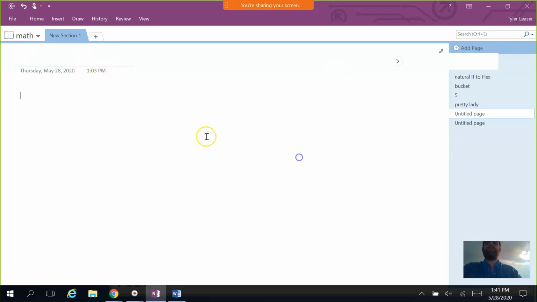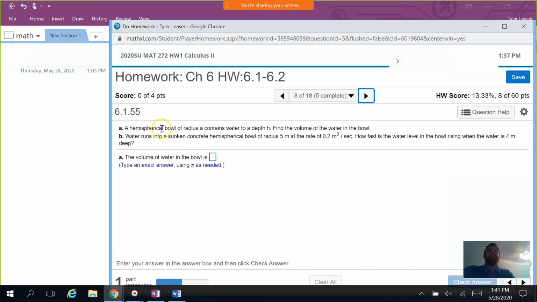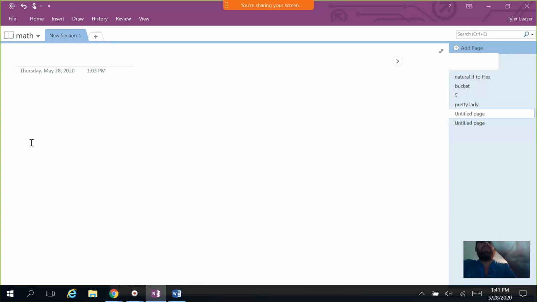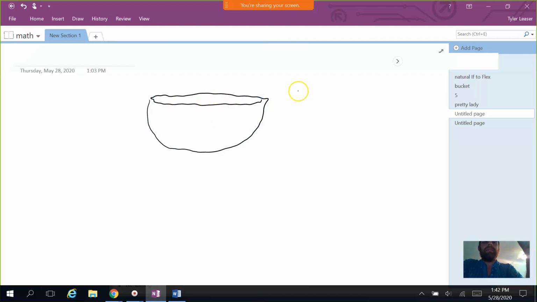You'll need a new app to open this OneNote. All right, there we go. We're going. Okay, so going back to the question. We have a hemispherical bowl of radius A contains water to a depth h. Find the volume of the water in the bowl. So a hemisphere is just half of a sphere. So we have this. The total hemisphere has a height of A, right? Not h, sorry, that's the water. So this goes up to A, but the water in the bowl is only at h.